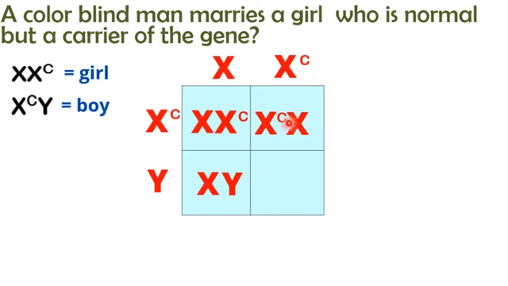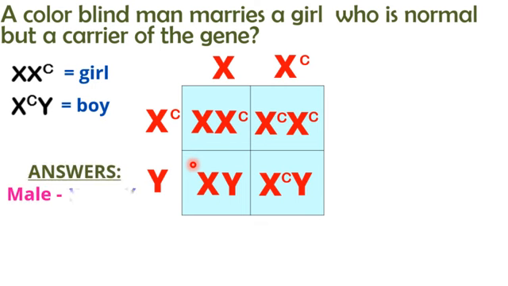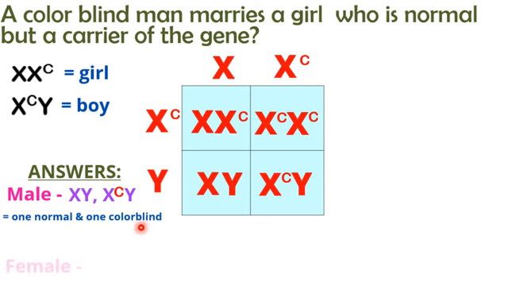and another XC for the third offspring. And for the last, we have XC and Y for the last offspring. There you go. We have now completed the Punnett square. Answers for the genotype of the male, we have XY and XCY here. Got it? So, XY refers to normal male and XCY refers to colorblind male.